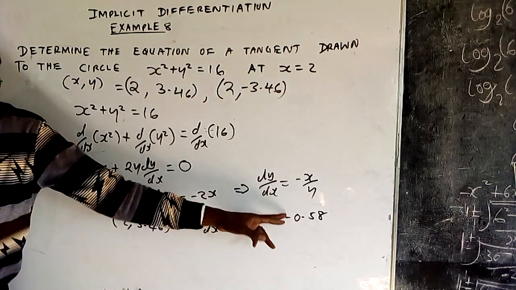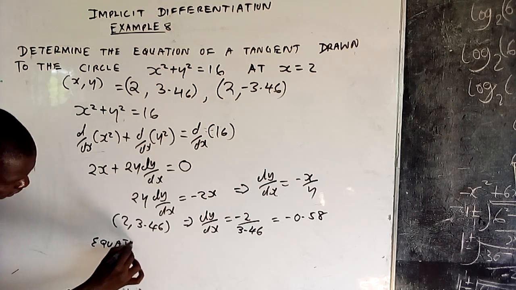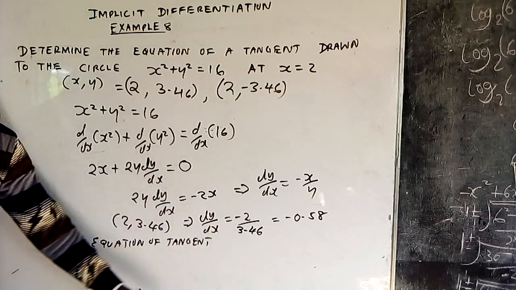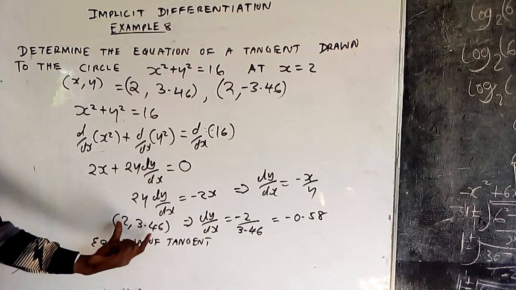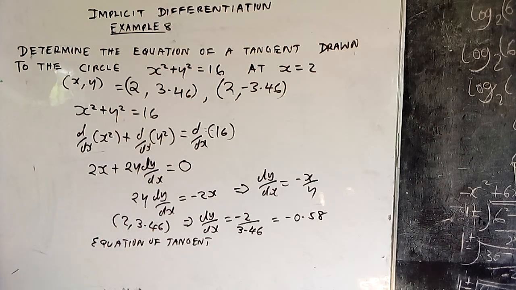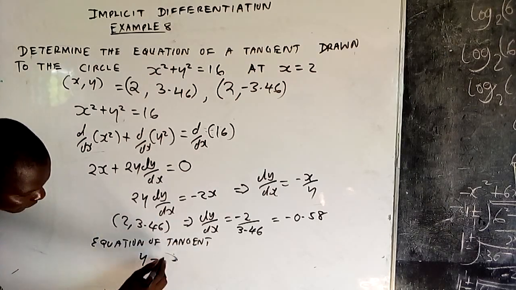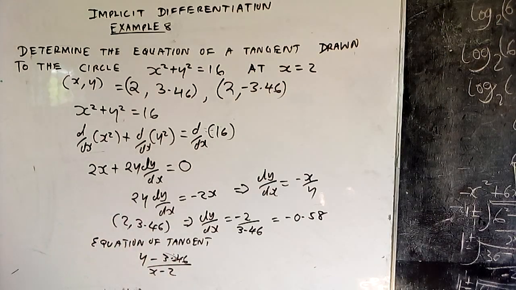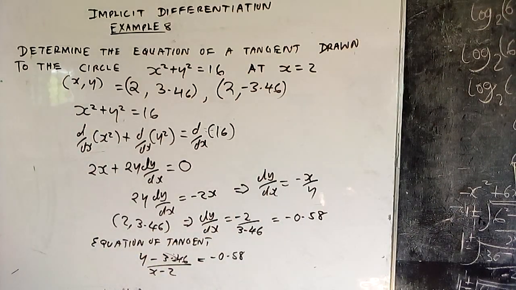So the derivative of a curve at a point is actually the gradient of the tangent at that point, isn't it? So when you want the equation of a tangent, you should know that the derivative of the curve dy over dx is the gradient of the tangent, isn't it? So what is the gradient of the tangent? Change in y over change in x. So change in y is y minus the y value, which is 3.46, over x minus the x value, which is x minus 2, equivalent to the gradient of the tangent, which is the derivative of the curve at that given point.